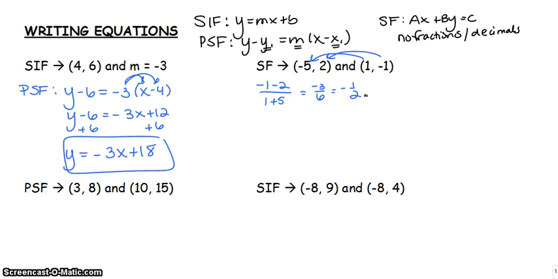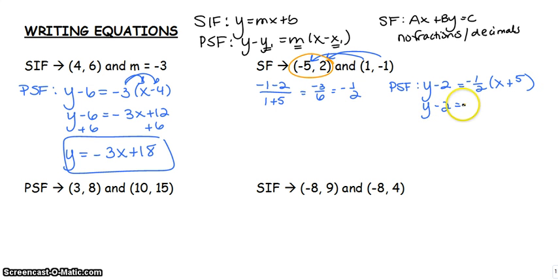From this point, we've got 2 points and a slope. The only form that we can go into with 2 points and a slope is point-slope form. So that's where we're going to start. I'm going to choose the first point. It doesn't matter which point you choose. So we've got y minus y1, so y minus 2 is equal to your slope of a negative 1/2, x minus a negative 5, which means it's plus 5.